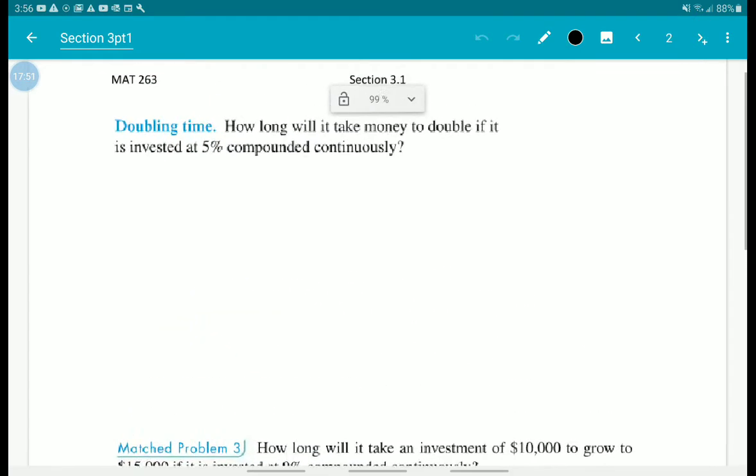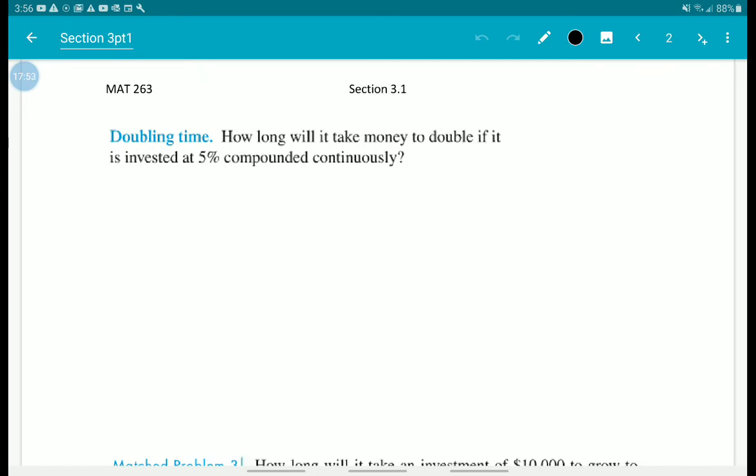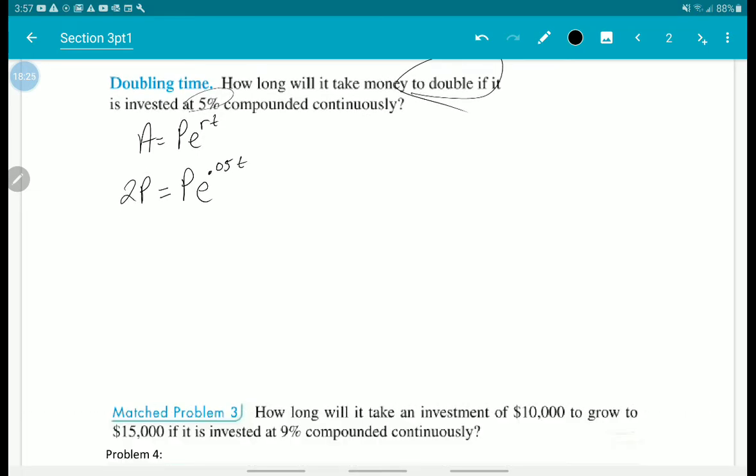Let's look at another problem. How long is it going to take for money to double if it's invested at 5% compounded continuously? So we don't have an initial amount here, but we know we're compounding continuously. So let's say we invest P. Then after some amount of time, we're going to double that amount to 2P. And we want to know how long it's going to take. Our interest rate is 5%. We're looking for time. So we need to solve this equation for T.